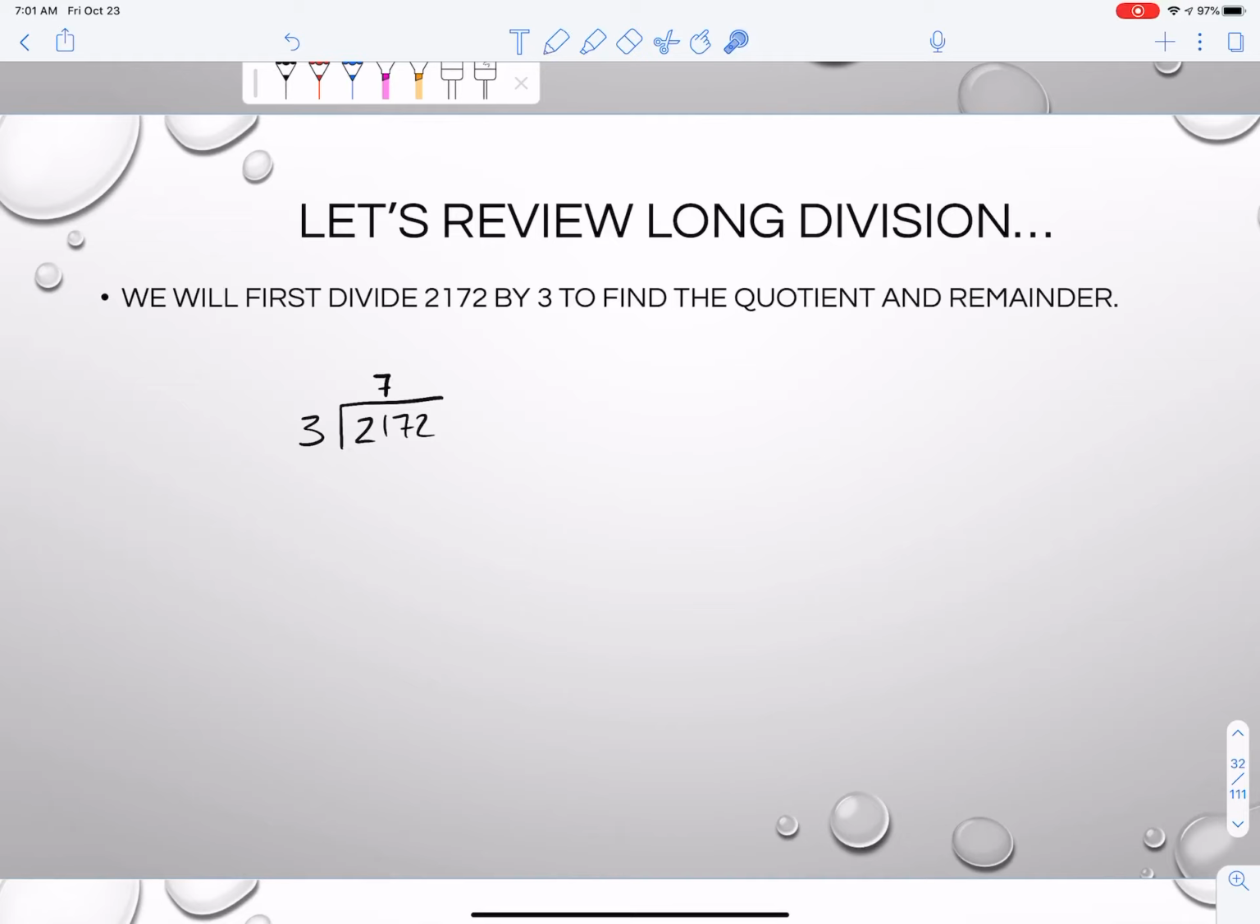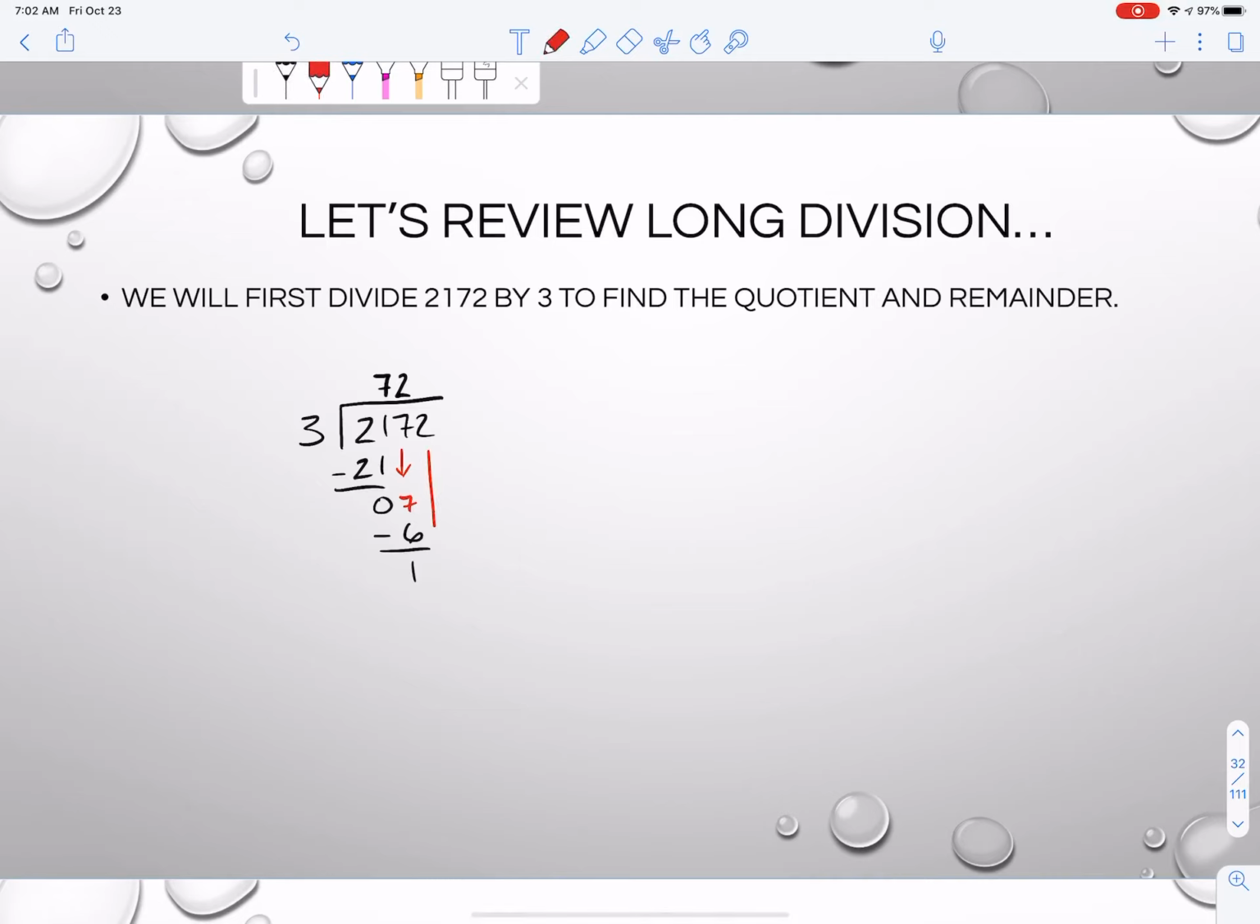Now, I put that 7 directly above the term where I just divided. Then I multiply 7 times 3, and I write that result 21 underneath. I'm going to subtract this entire line. In this case, I get a 0, right? And now I bring down my next term, which is 7. Okay, so now I say, does 3 divide 7? It does, and it does so twice. 3 times 2 is 6, and I write that below. I'm subtracting this whole line, and I get a 1.